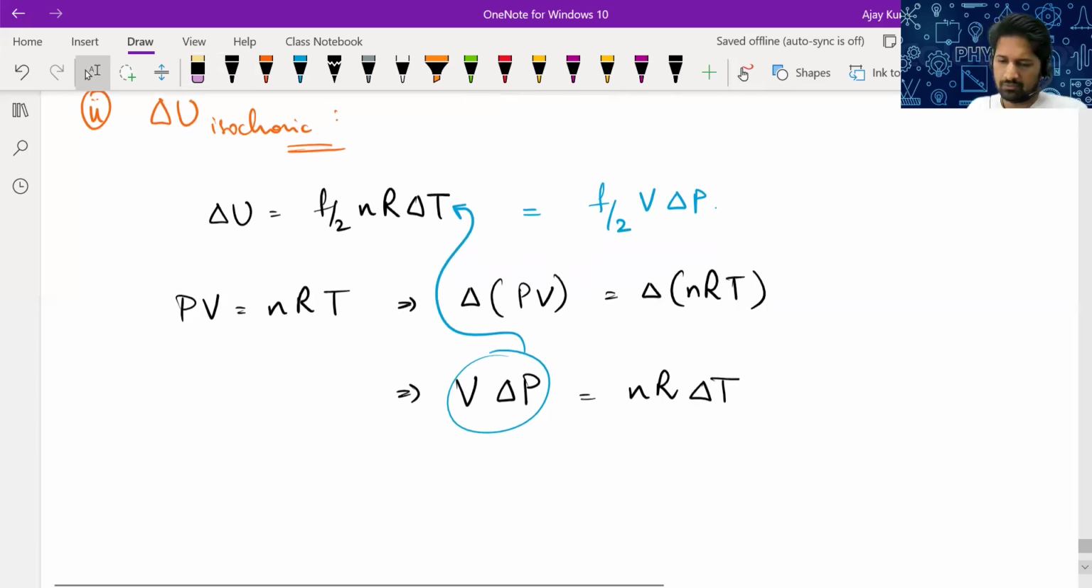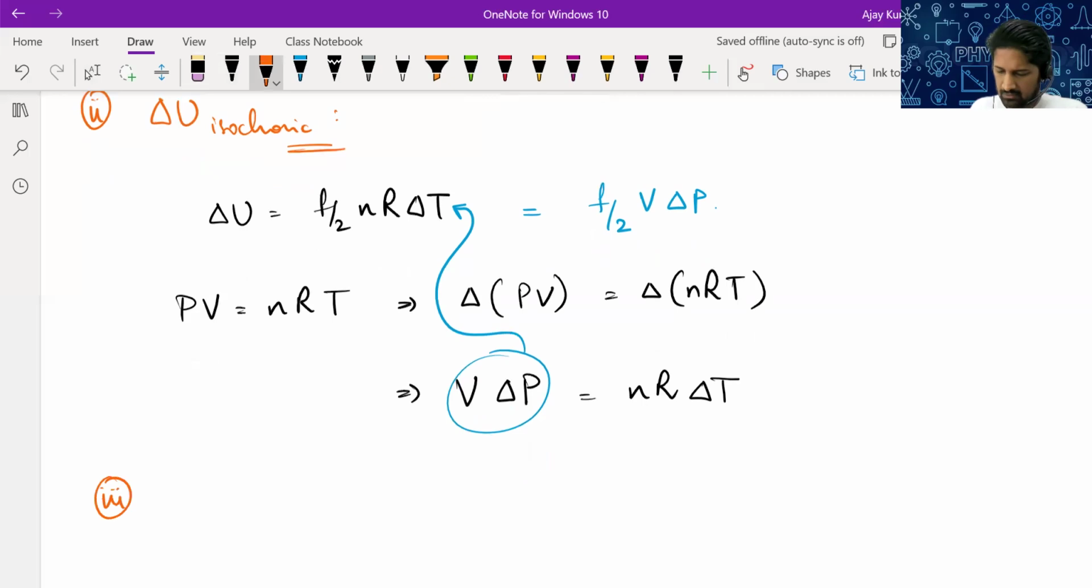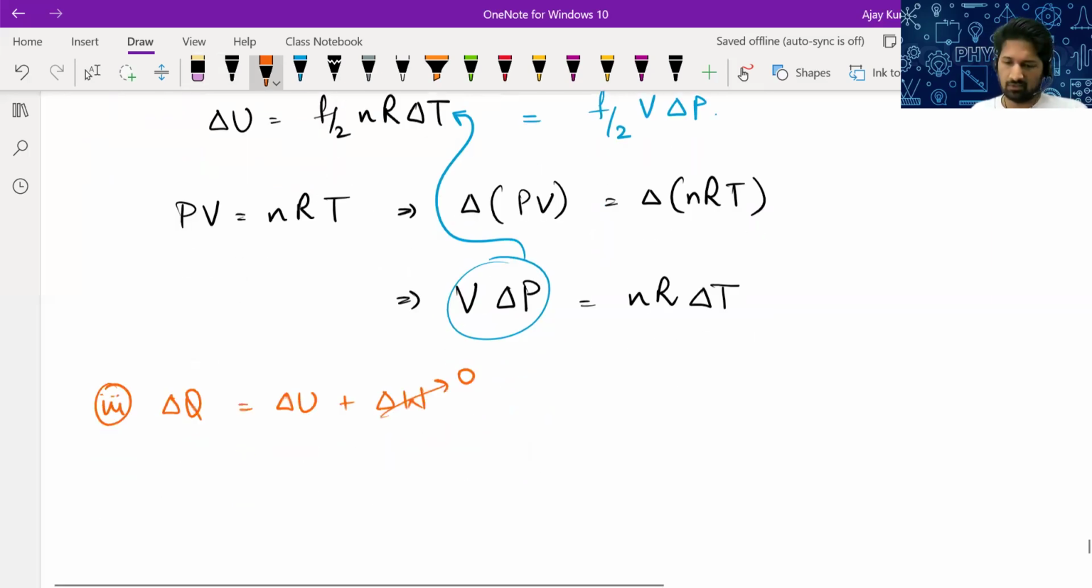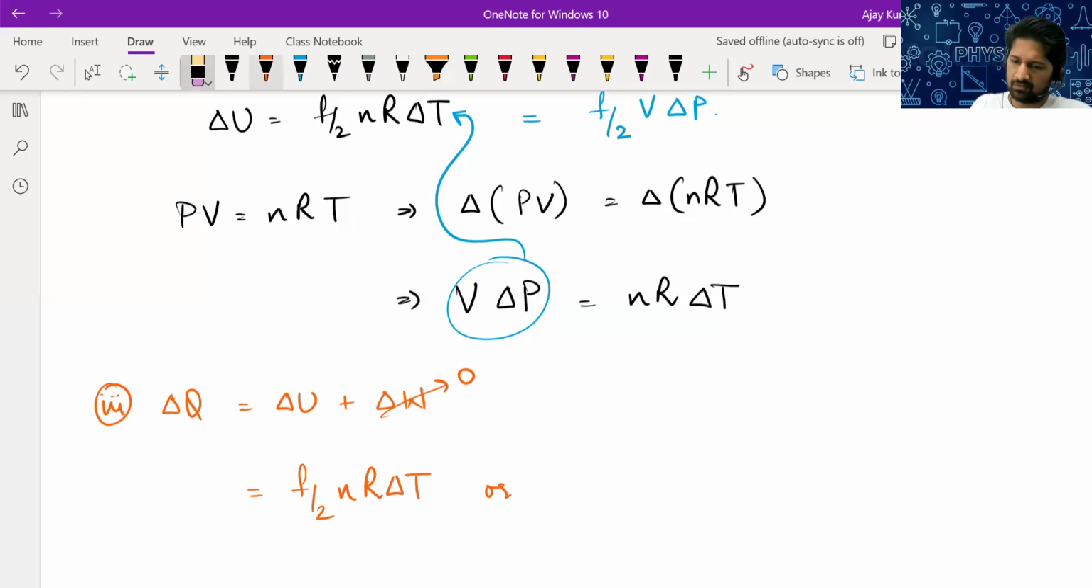Okay. So that's how you find out change in internal energy in an isochoric process. Next is delta Q. We know delta Q is delta U plus delta W. Delta W is 0 in an isochoric process. It's always 0. Therefore, delta Q is equal to delta U itself. So you can write it as F by 2 nR delta T itself. Or you can also write it as F by 2, as we just derived, V delta P.